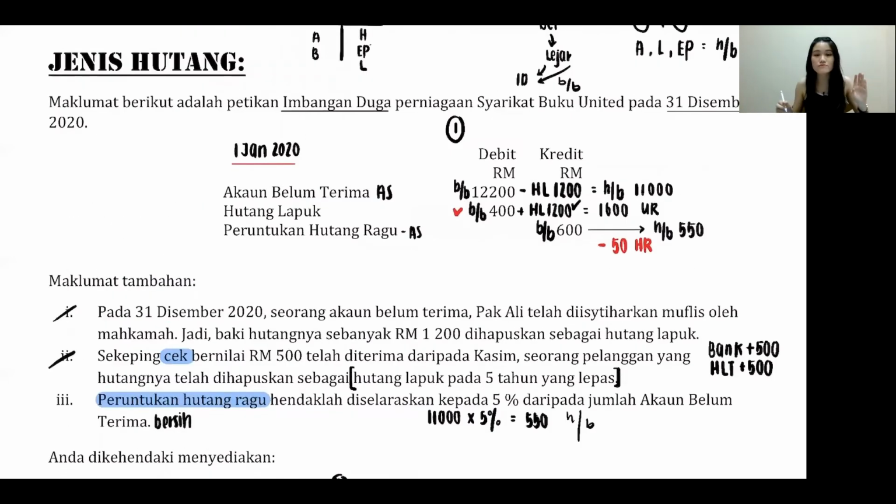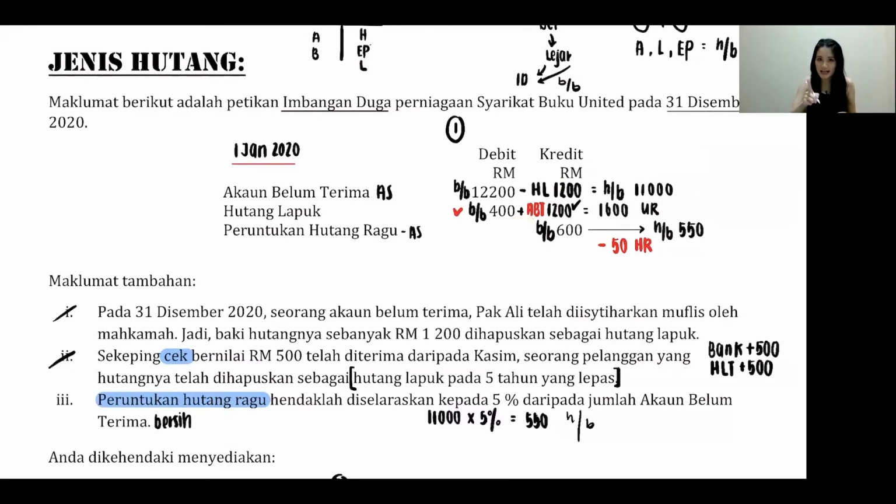Oh, sorry guys, I just realized I wrote something wrong. It's not supposed to be HL, because of course I can't write the same name into the same account, right? I was supposed to put account belong terima here. I accidentally put HL just now. So you see, here write HL, here write ABT. They use each other as the explanation. Sorry for the mistake just now. So we're going to write account belong terima as the explanation for why hutang lapuk has increased.